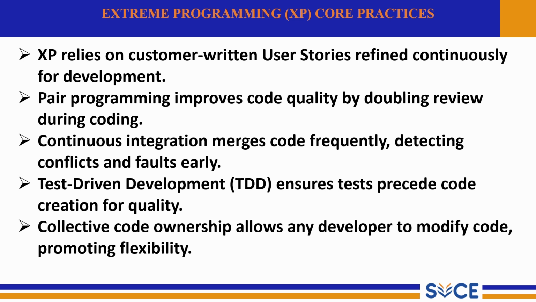Pair programming improves code quality by doubling the review during coding. In extreme programming, two developers sit together at one system and write code as a pair. One writes the code, the driver, while the other reviews it instantly, the navigator. This real-time review reduces bugs, improves the logic, and encourages knowledge sharing across the team.